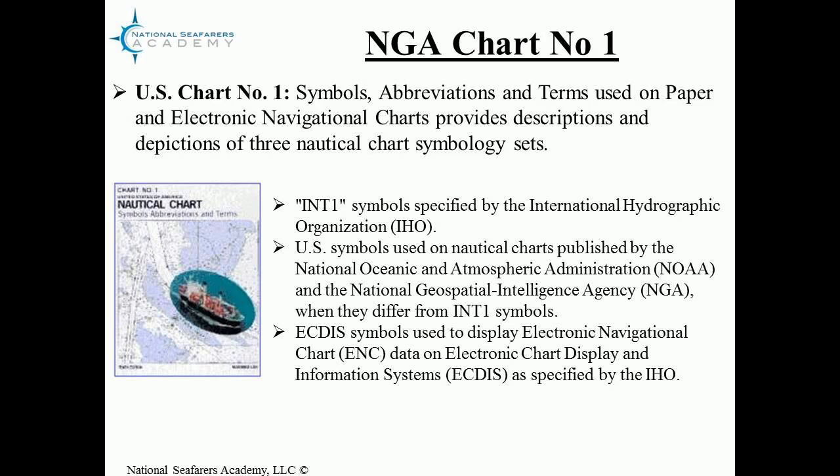2. U.S. symbols used on nautical charts published by the National Oceanic and Atmospheric Administration and the National Geospatial Intelligence Agency, when they differ from International 1 symbols. 3. Electronic Chart Display and Information Systems (ECDIS) symbols used to display electronic navigational chart data on ECDIS units as specified by the International Hydrographic Organization.